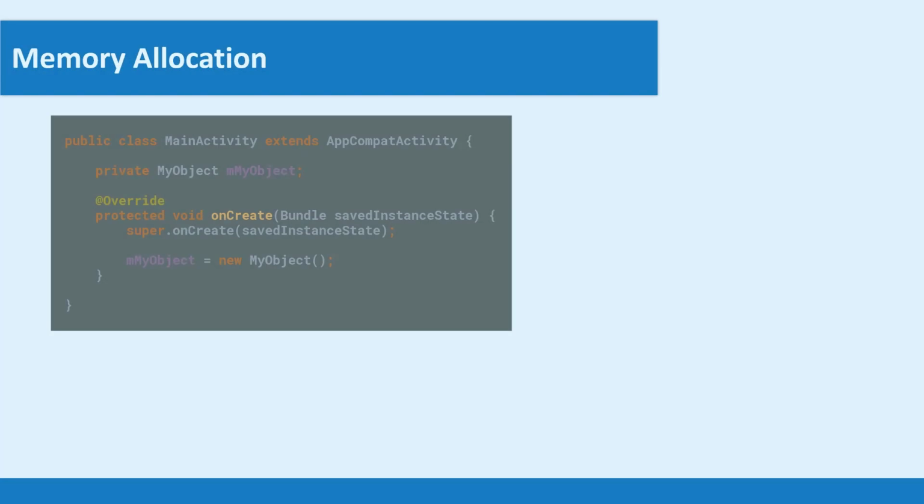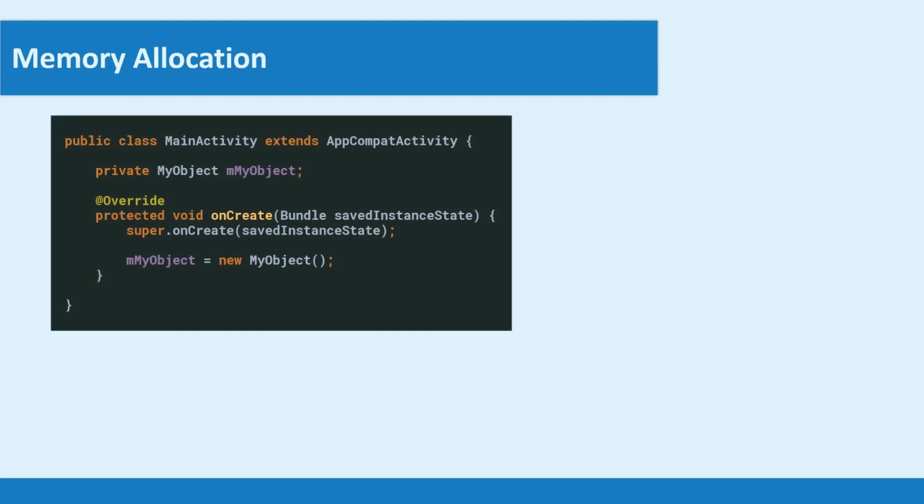So let's say that we've got this simple main activity. In its onCreate method, it instantiates a new instance of MyObject and then assigns that instance into its own internal private field. If we could look into the memory during the execution of this piece of code, we would see something like this.